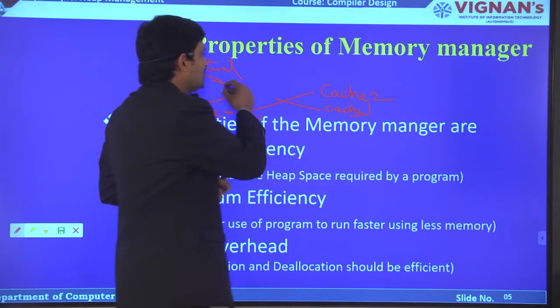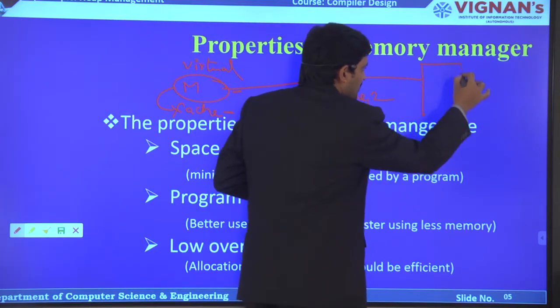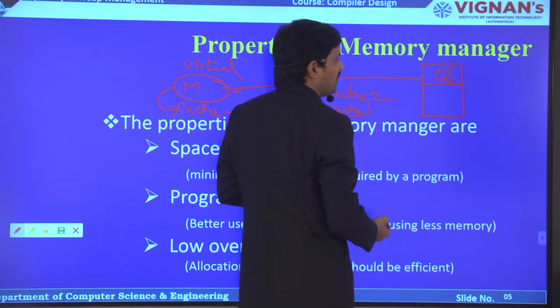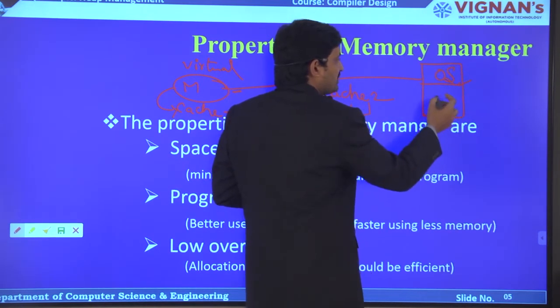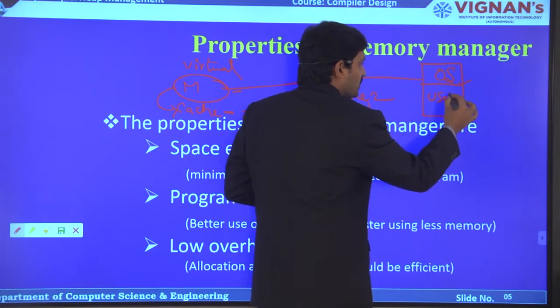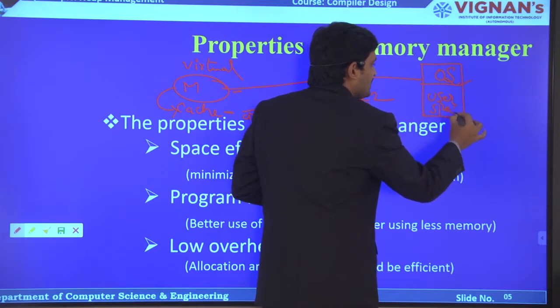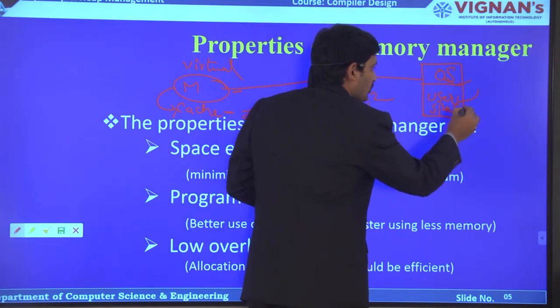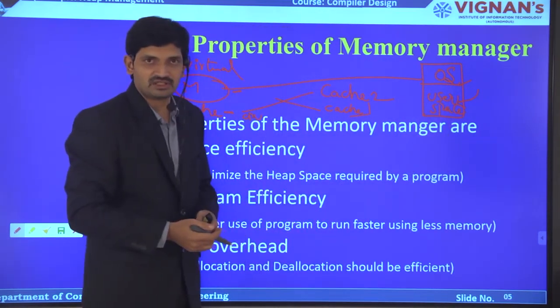Okay, already we discussed the representation of main memory. The main memory is divided into two parts. The first one is the operating system, the second one is the user space. So if I want to execute any program, all such programs must be located in this user space.